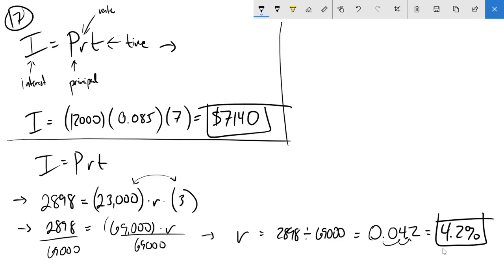So if you're given principal, rate and time, like in number 17, it's just all multiplication. But if you're missing one of these three and you have the interest, then you're going to end up having to divide to get the R or the T or the P by itself. So that was 18.